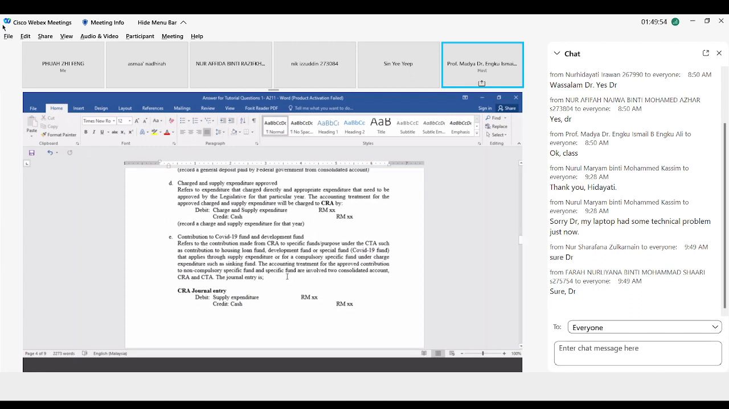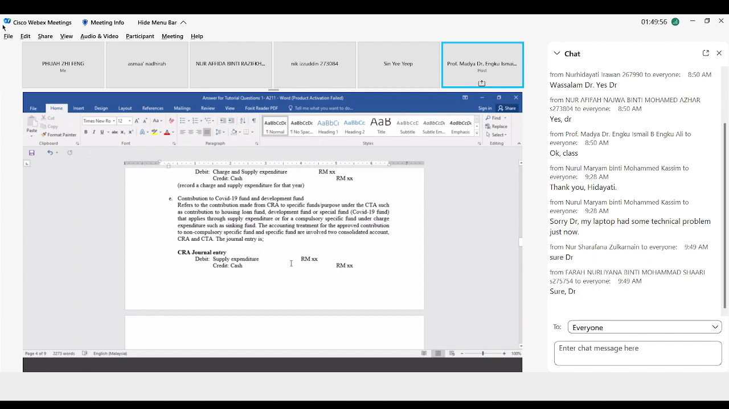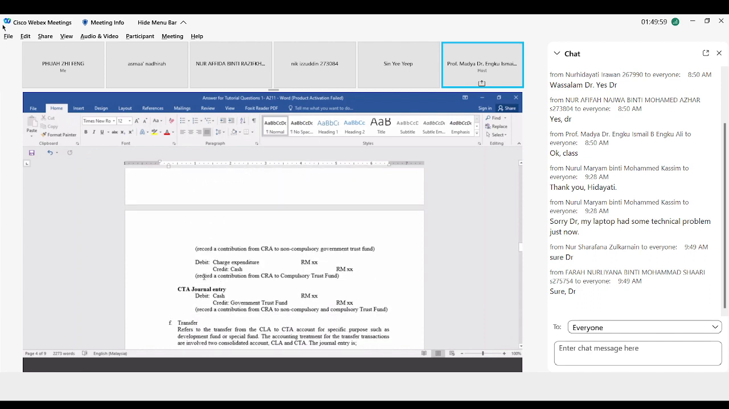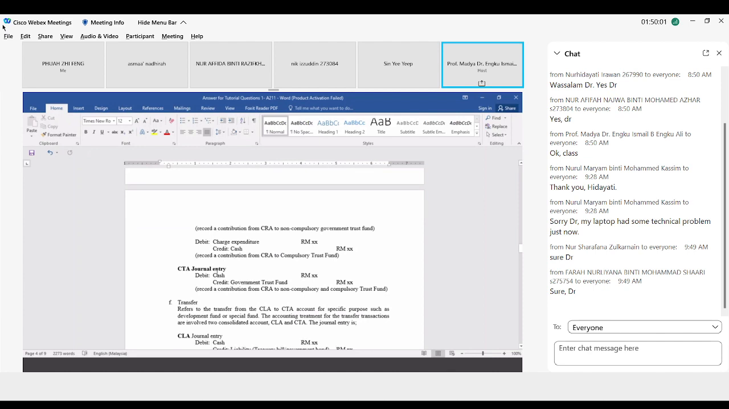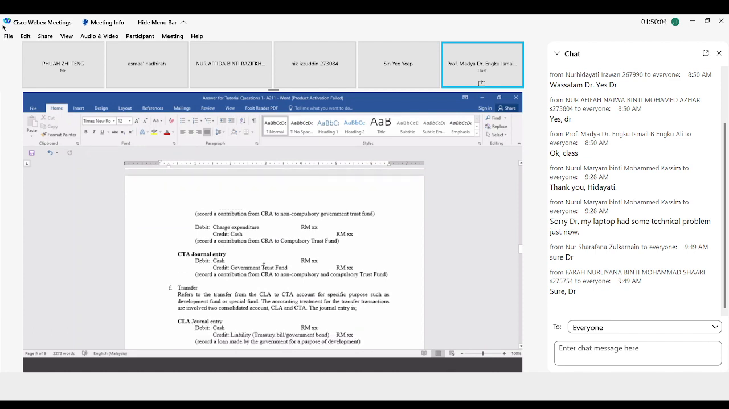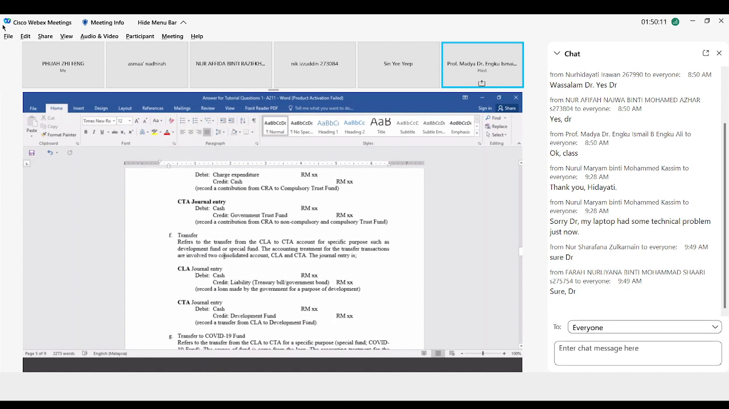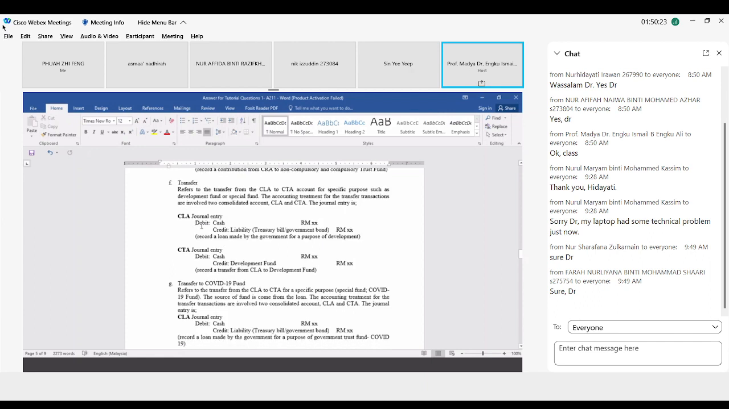And then for E, for the CRA journal entry, we debit this and then we debit this, and then this is for the CTA journal entry on the same transaction. And then F for the transfer. What is the transfer? This is internal, from the CLA to the CTA. And then what is the entry for the CLA? What is the entry for the CTA for that transaction?